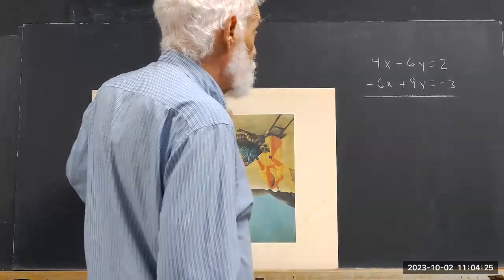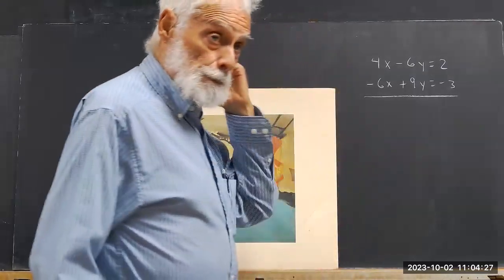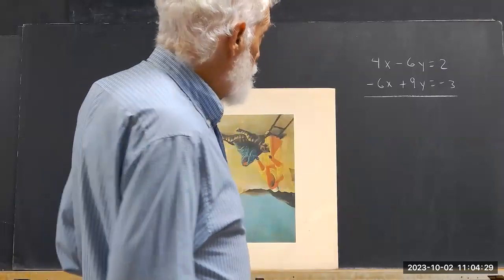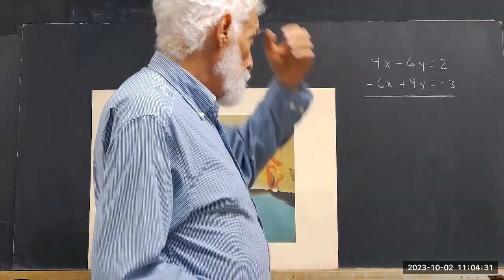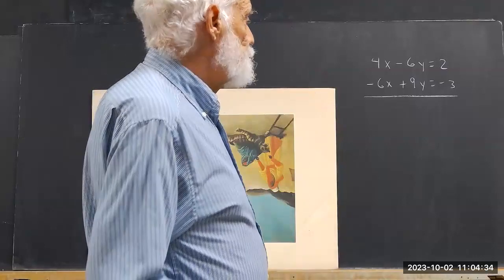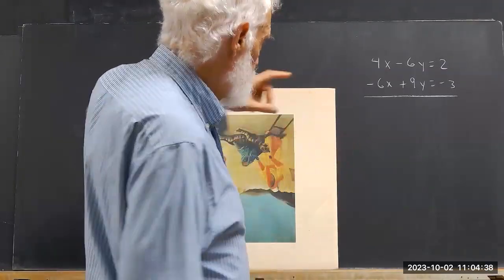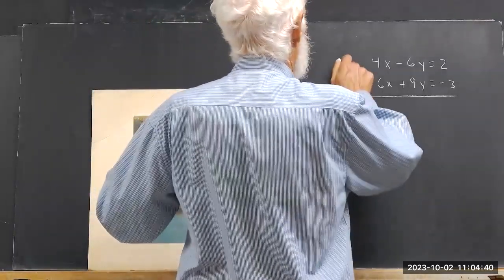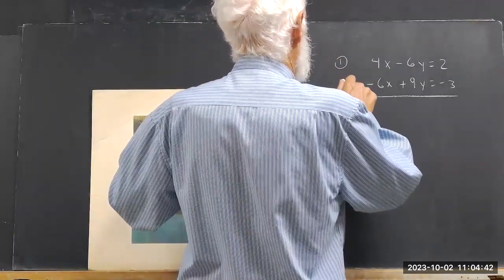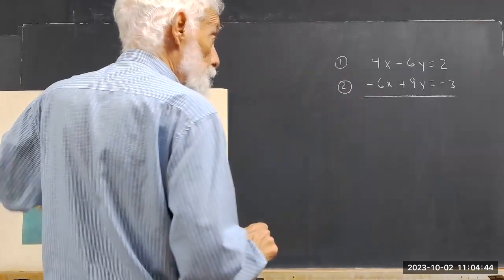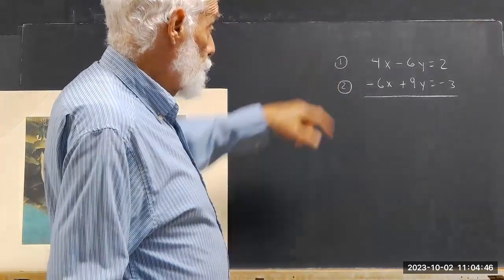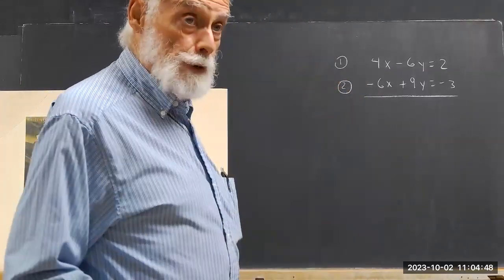Now there are a couple of things we could do. We could graph the system, and we might learn something from graphing it. We'll talk a little bit about that, but right now we're going to solve it by elimination. And the figure I recommend is you number these equations 1 and 2 and write down what you're doing to each equation.